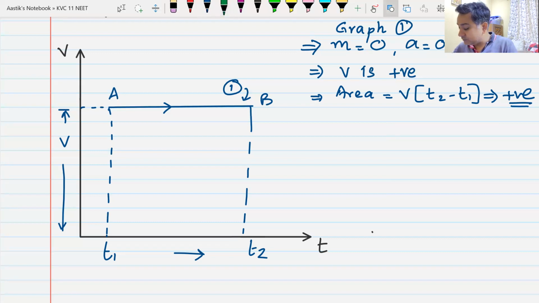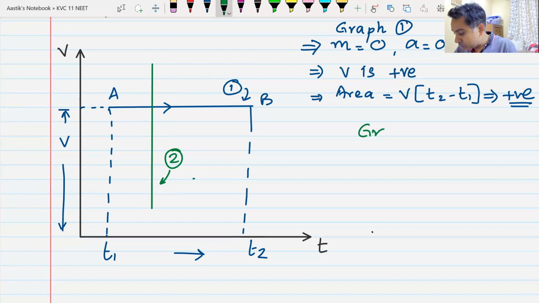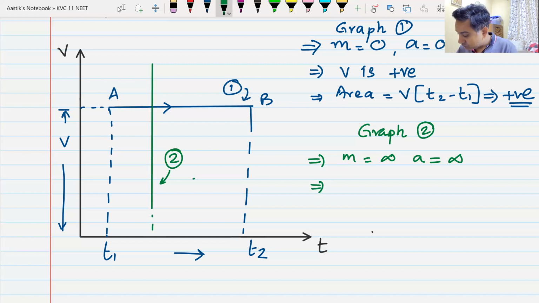Have you drawn this? Now, if I draw graph number 2, the slope of this graph is infinite or undefined. The acceleration of this graph becomes undefined. Is this graph possible? This graph is not possible. Do we understand this?